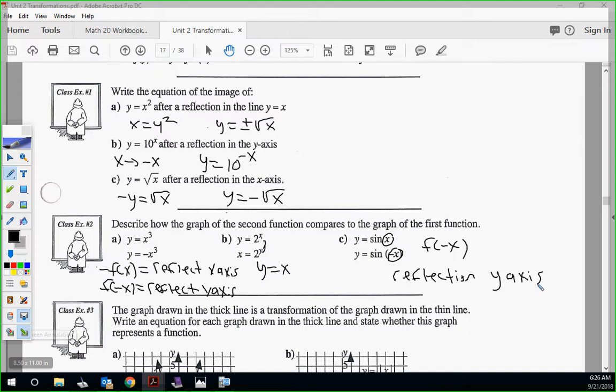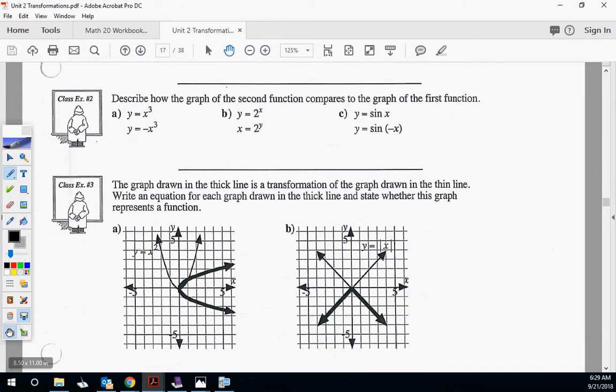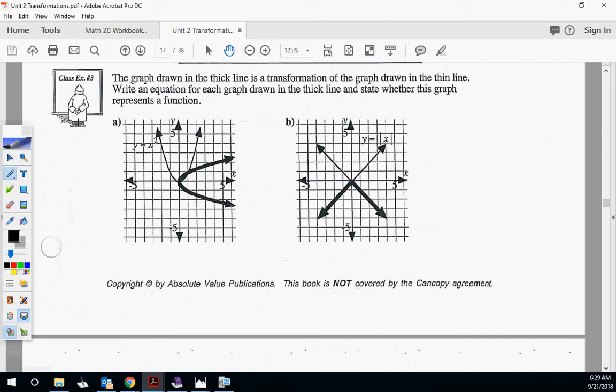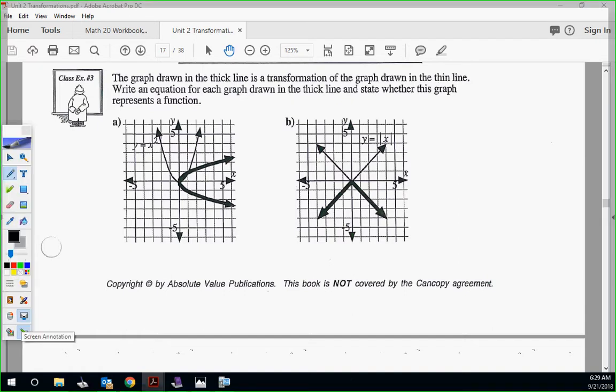Okay, it's really short here, so let's finish this up after we've got this little piece and a couple more examples. All right, so the graph drawn in the thick line is a transformation of the graph in the thin line, so the thin line is the original. Write an equation for each graph, drawn in terms of being thick. So we got x squared. Okay, so what do you think it reflected over? How do you think it did?